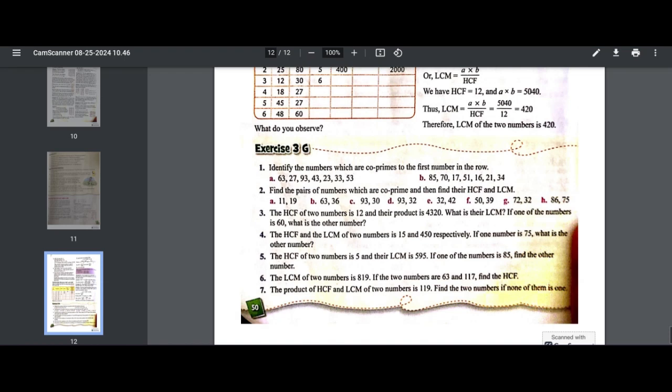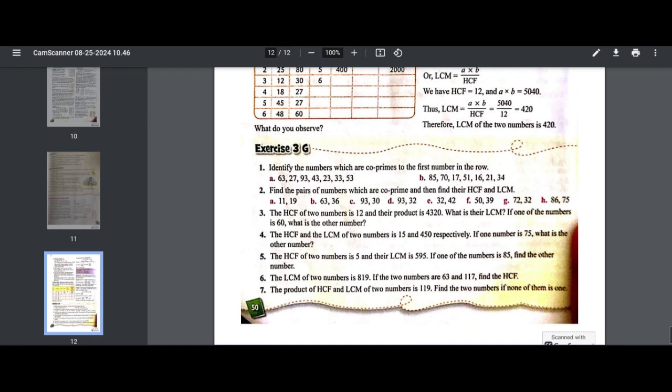In question 3, the HCF of two numbers is 12 and their product is 4320. We can use HCF as 12 and write the whole number, and we have to find the LCM, and one of the numbers is 60, and what is the other number. First we have to find the LCM, then we have to find the other number.